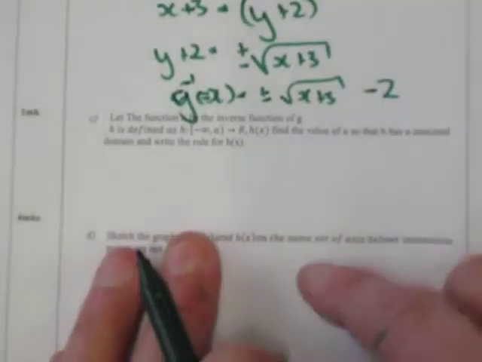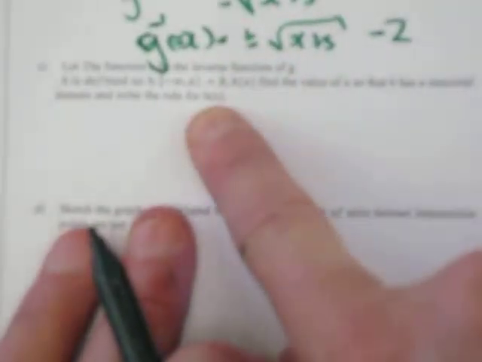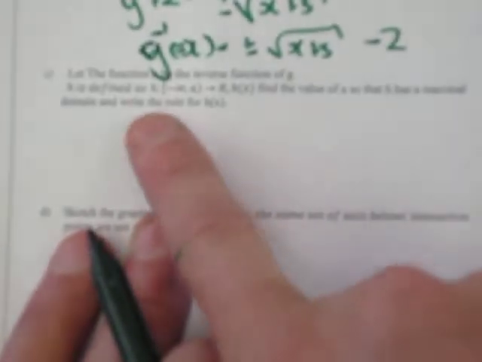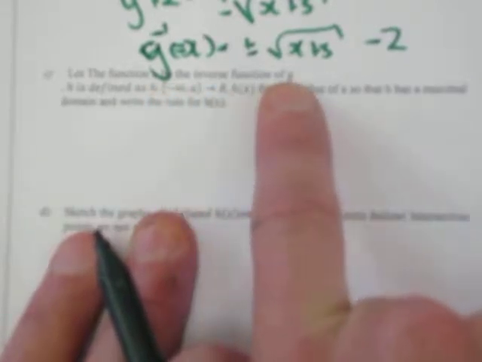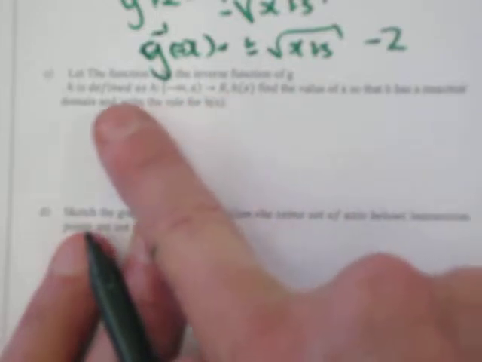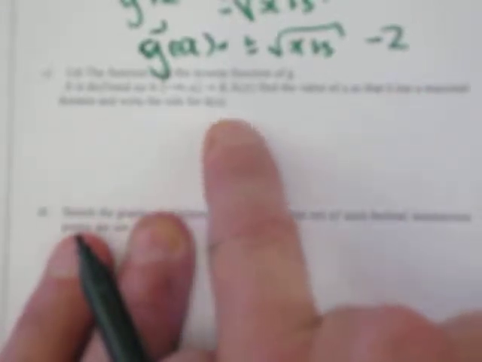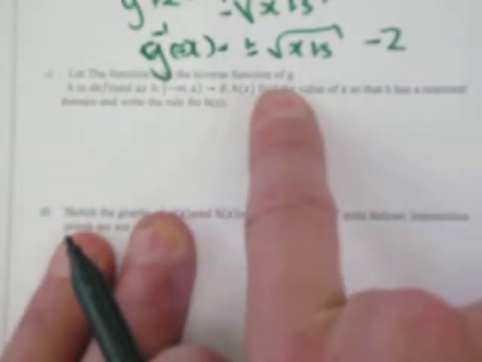Now the next question is kind of like, what the hell is going on, okay? Let's see if we can zoom in on it. All right, in this case here, it gets really crazy. You can't actually read it on my screen, but I'll just read it out to you and you can look at your sheet. Let the function h be the inverse function of g. So if we've got an inverse function, you need to realise that the original must be 1 to 1. Okay, so h is defined as this. Okay, so find the value of a so that h has a maximal domain and write the rule for h of x.